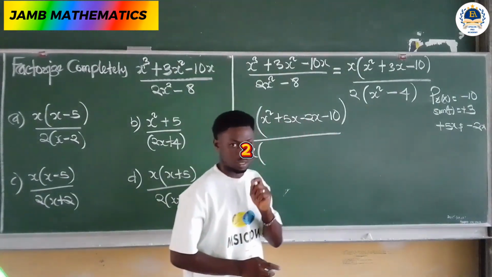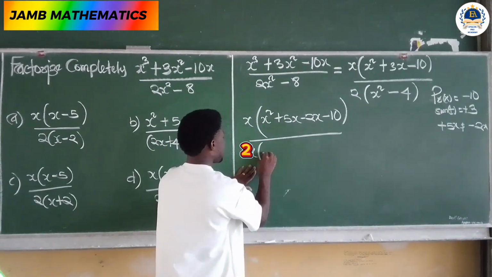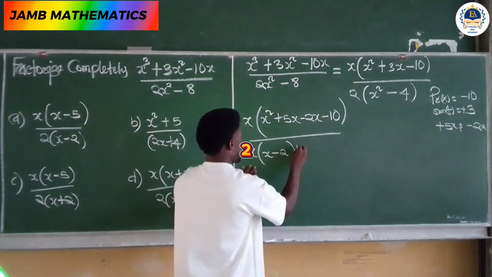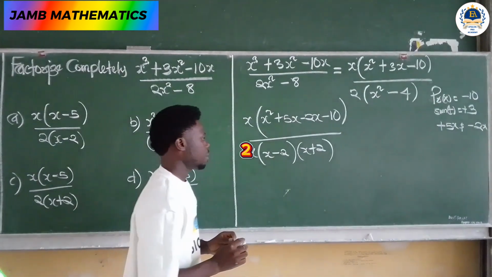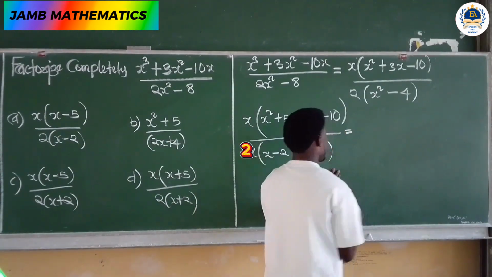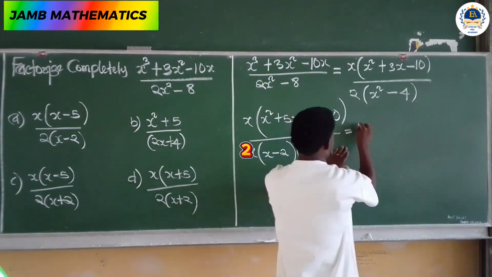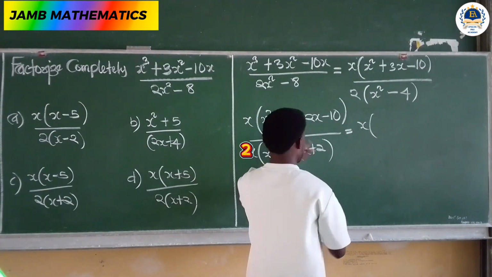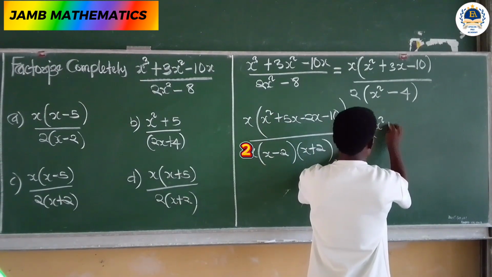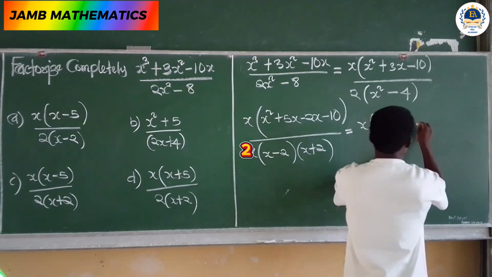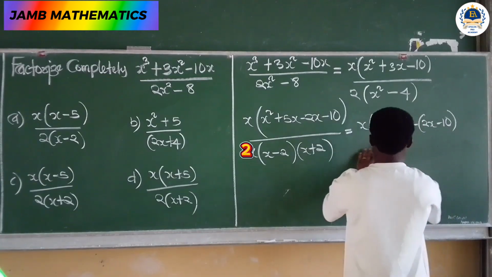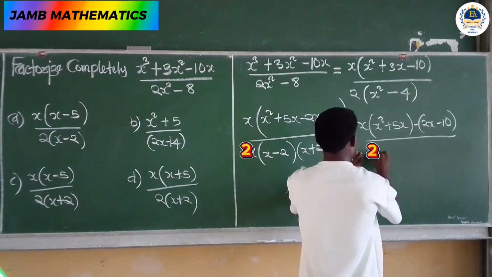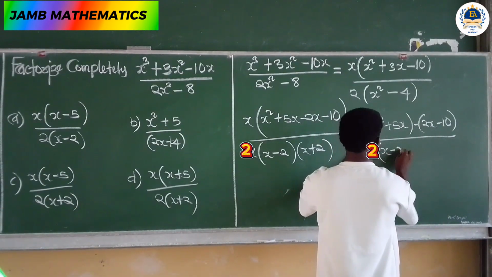How do we obtain the result? By writing x minus 2 and x plus 2. Take note of this concept. Again, at the numerator we have x, bracket open, x squared plus 5x minus 2x minus 10, all divided by x minus 2 and x plus 2.